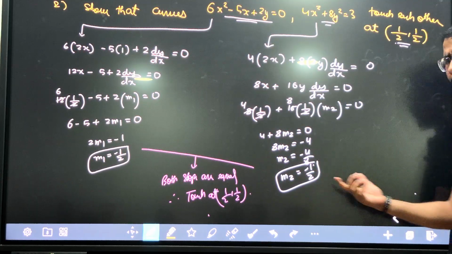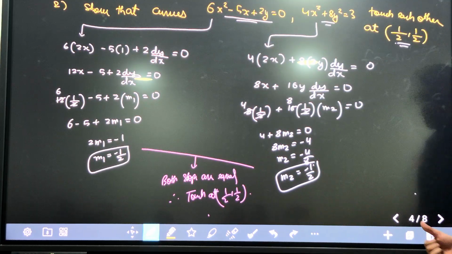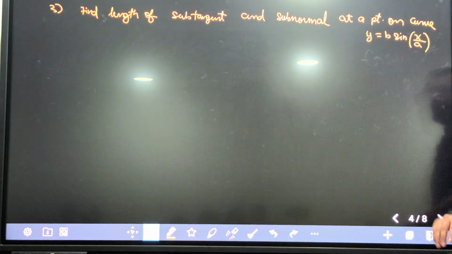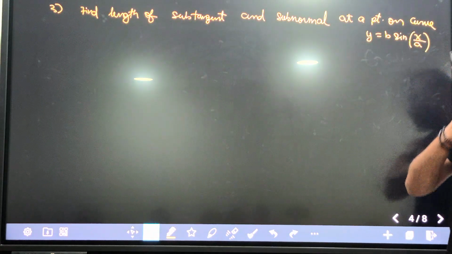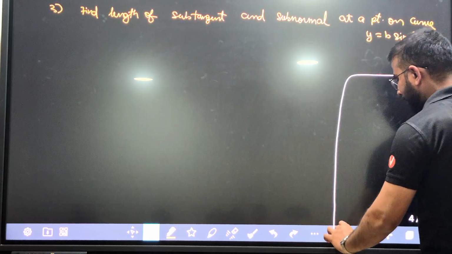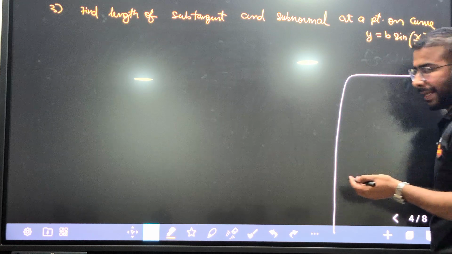Okay, let's take the next question. Again, you can pause and see. Let's see what we have next with us. Find the length of subtangent and subnormal at the point on the curve. For that, we should remember 4 formulas, which we'll be using a lot in all upcoming questions. The same is there in your LAQs as well.